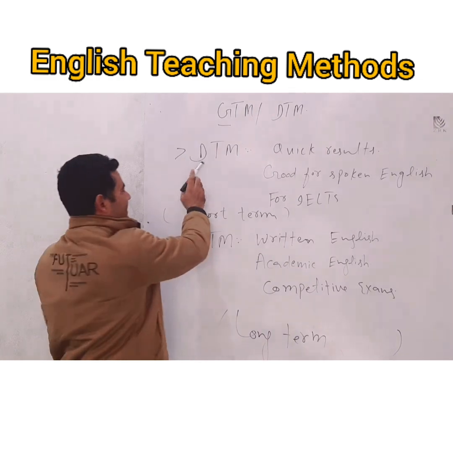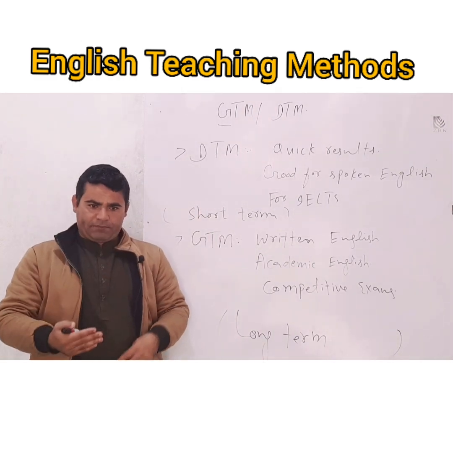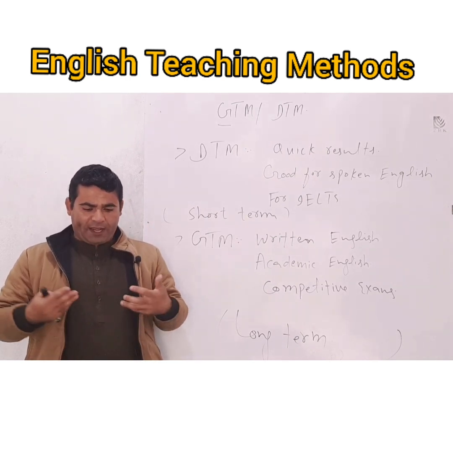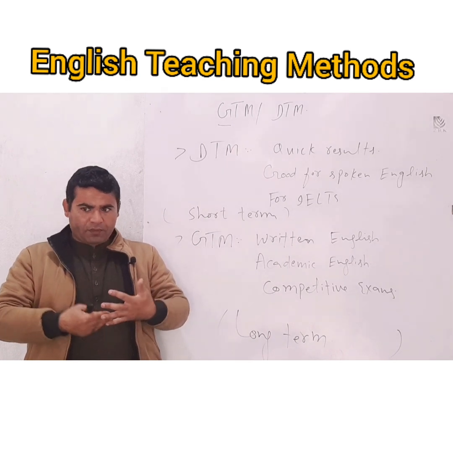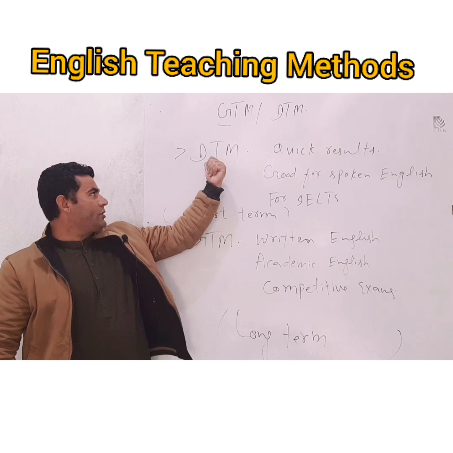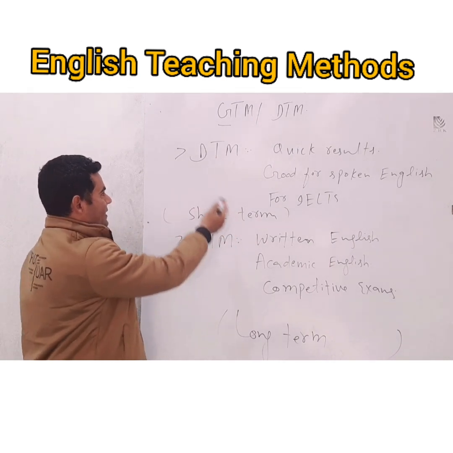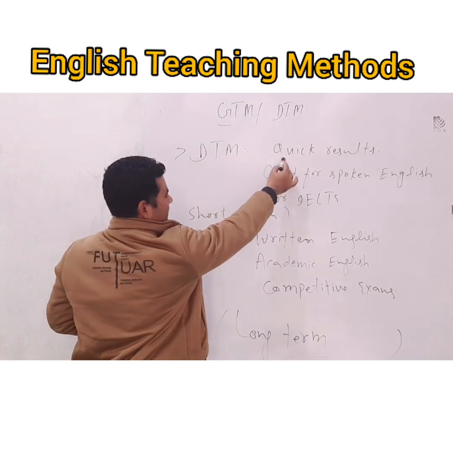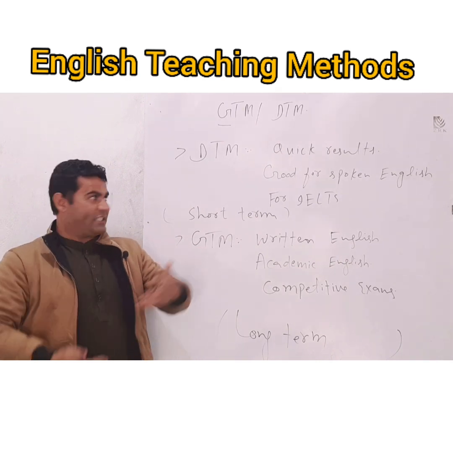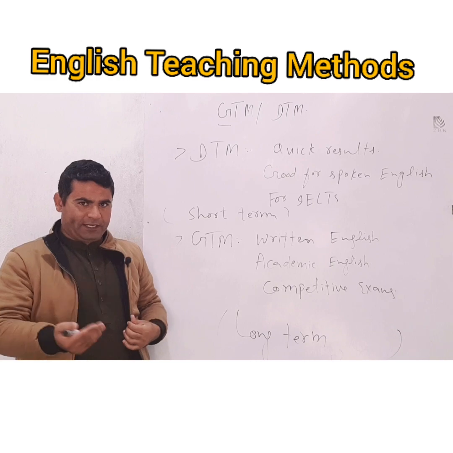But when you use DTM, you allow the student to speak, mostly conversations, debates, and presentations. They come in the category of DTM. When you make your students work, they come to the direct teaching method. As I have told you, it gives you quick results. For example, if you teach with DTM for 3 or 4 months, students can learn English very quickly.